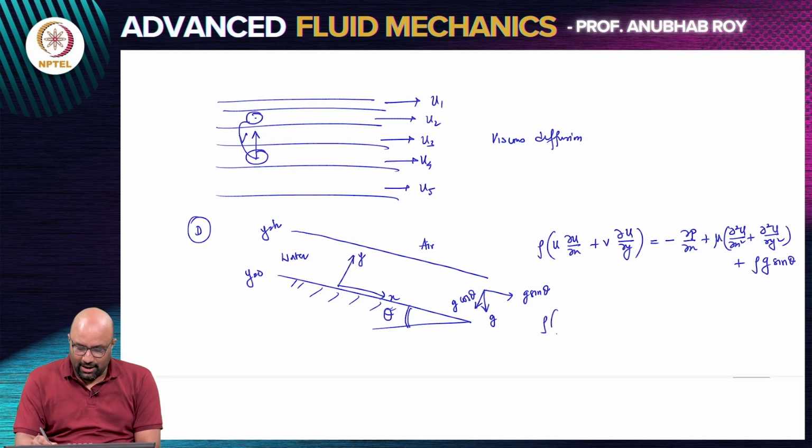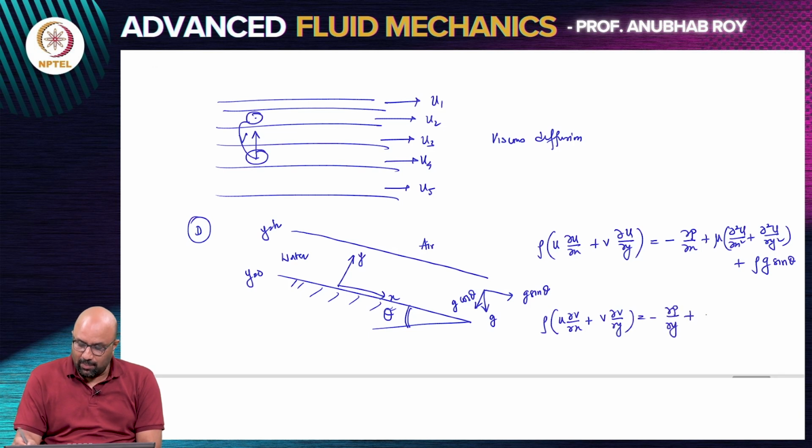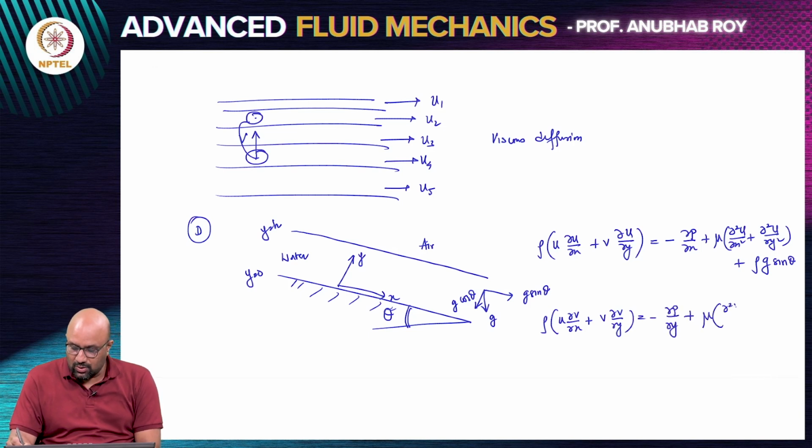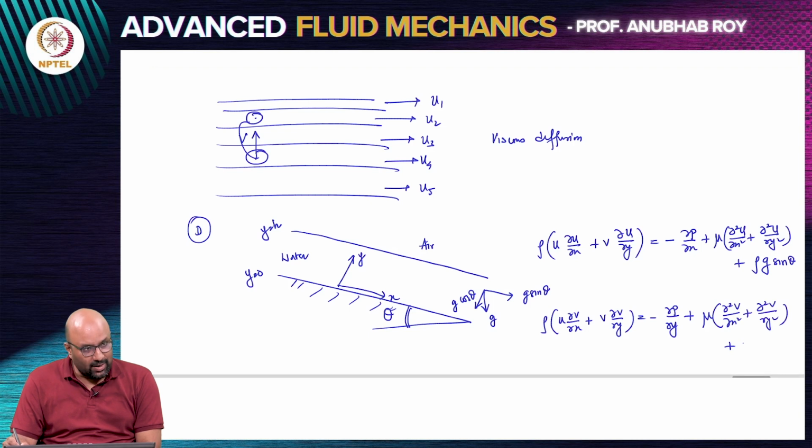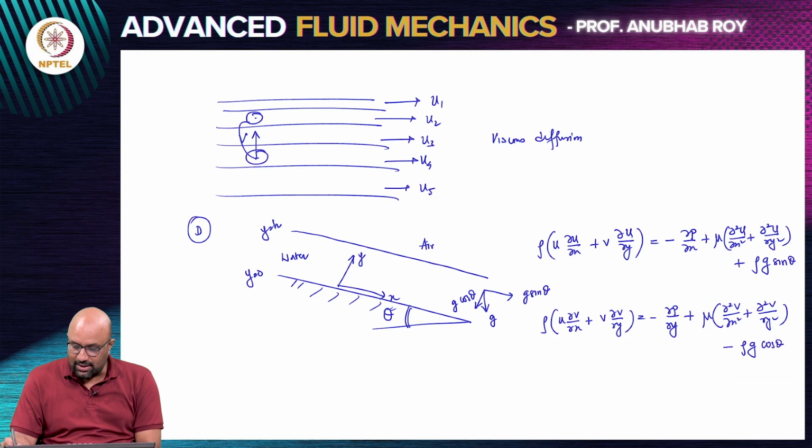and now if I write my y momentum equation, that will be u dou v dou x plus v dou v dou y equals minus dou p dou y plus mu dou square v dou x square plus dou square v dou y square plus, now here the body force is acting in negative y direction, so instead of plus this should be minus rho g cosine theta.